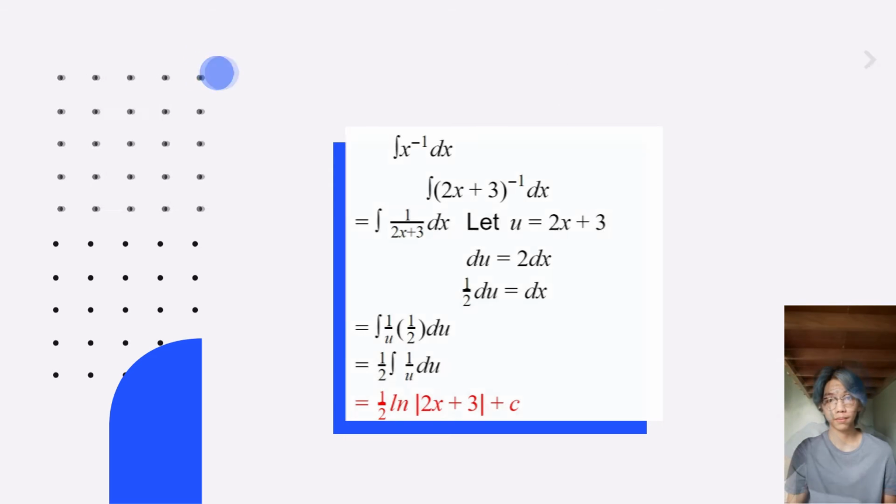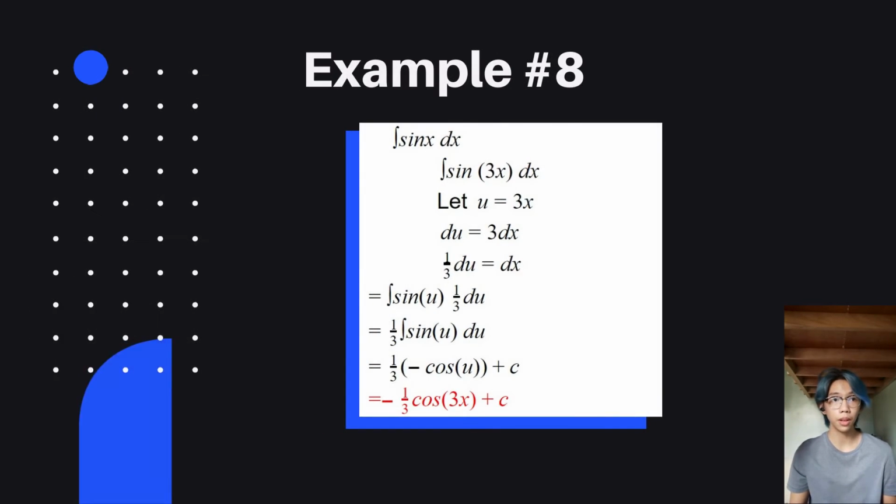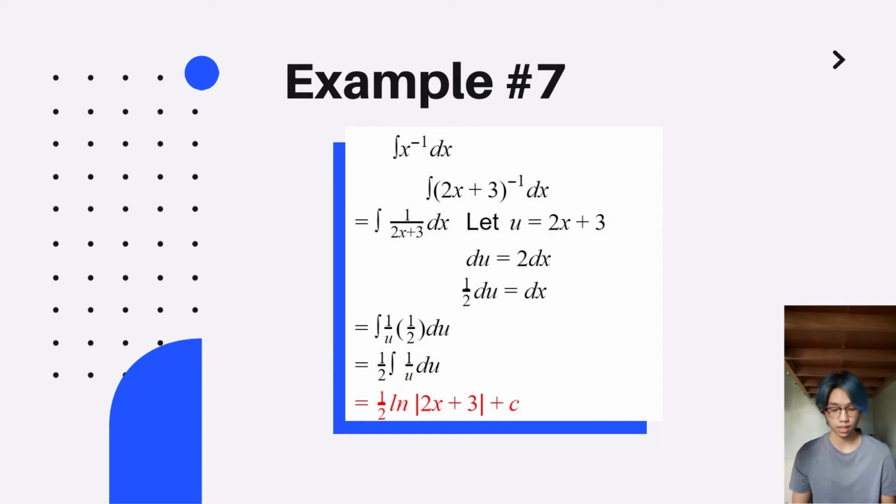Now for our 8th example, we are given the integral of sine 3x dx. The first step is to use u-substitution by substituting 3x with u. We are going to get du equals 3 dx, but in order to get the same value in the equation, we use 1/3 du is equal to dx.